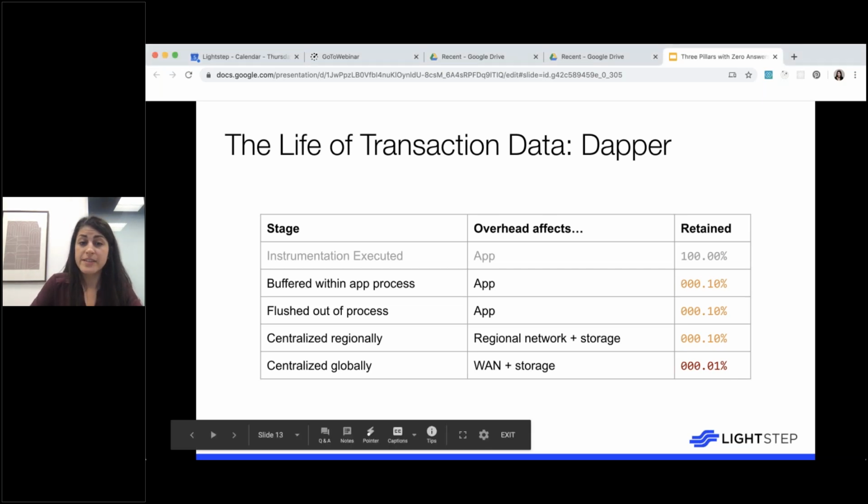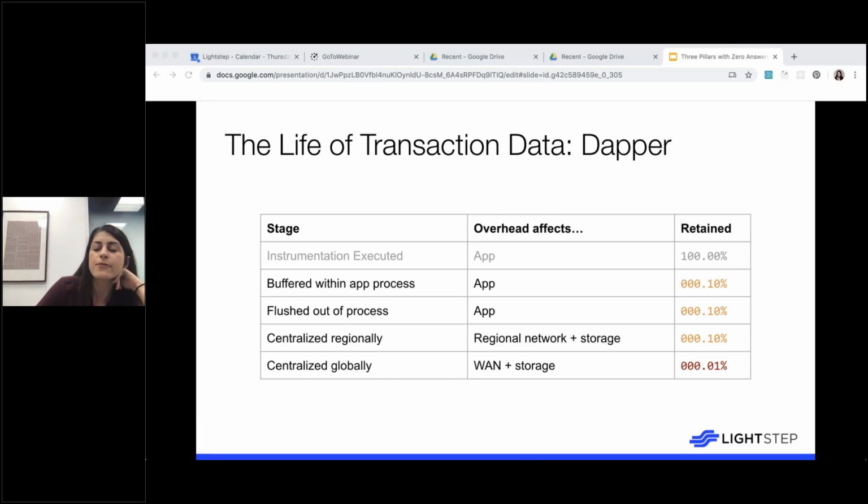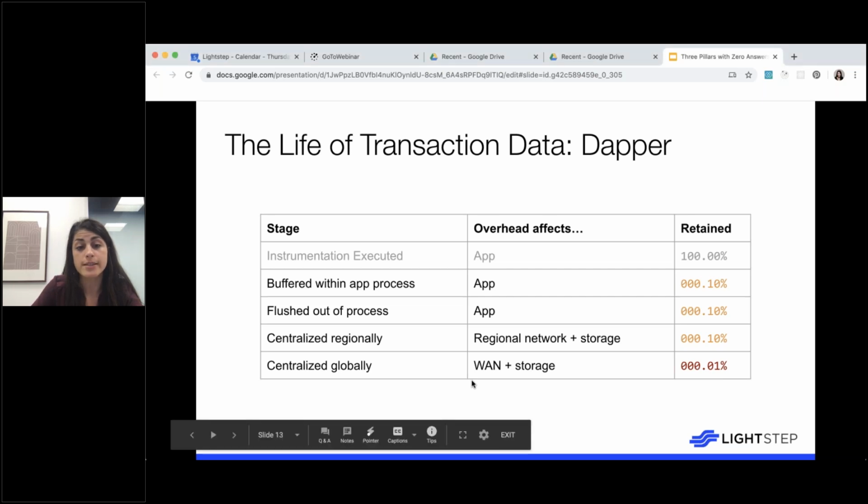Dapper itself was really useful for high throughput products like web search at Google, but for lower throughput products like Google Checkout or spreadsheets, it had limited value because they threw out so much of the data. And for a lot of applications outside of Google at other technology companies, it's meaningless to have just 1 in 10,000 transactions. You're also really not able to make meaningful statistical statements about these systems. So that's the primary flaw with distributed tracing.